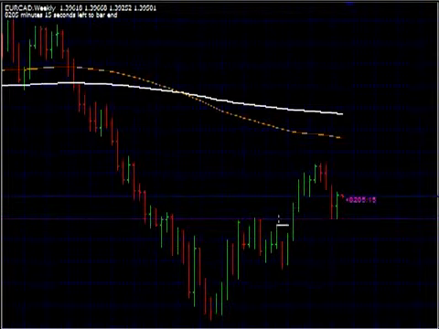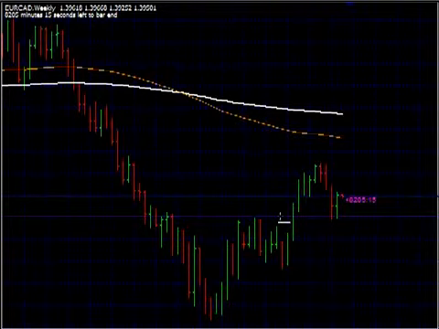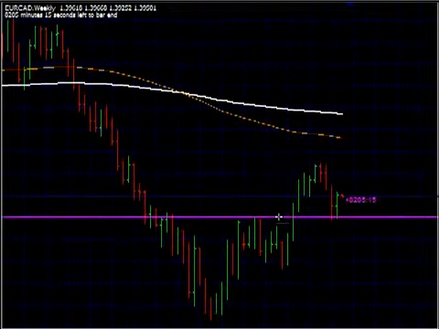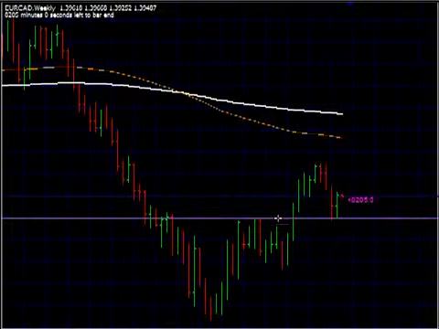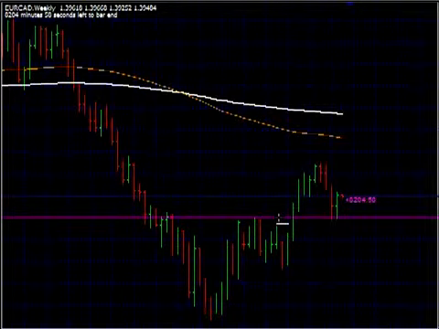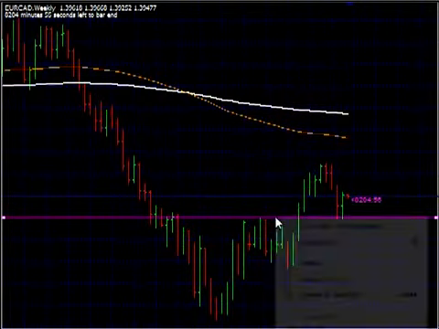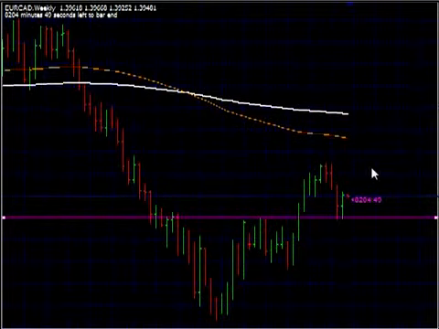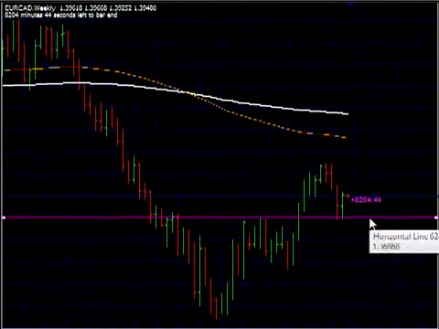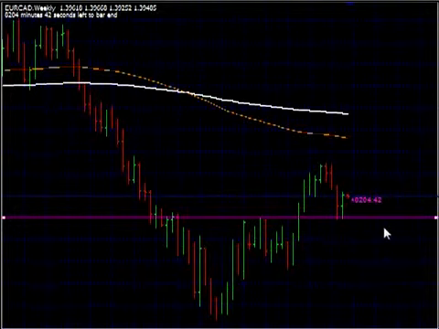Let me adjust it a little. Let me draw this at the 1.36900 level. We usually like to draw the price pivot at the even number. So this is the 1.36900 level.